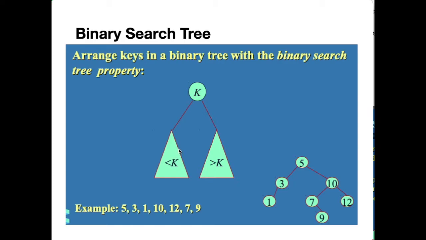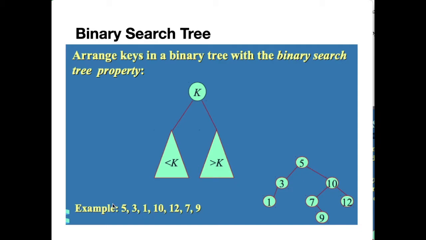Okay, so for the binary search tree, it's just a binary tree, pero it is used for search. Okay, so the binary tree here is with extra property. Okay, so may tinatawag na binary search tree property. Everything on the left side of K is less than K. Everything on the right side of K is greater than K. Okay, so for example, I can create a binary search tree for these numbers 5, 3, 1, 10, 12, 7, 9.